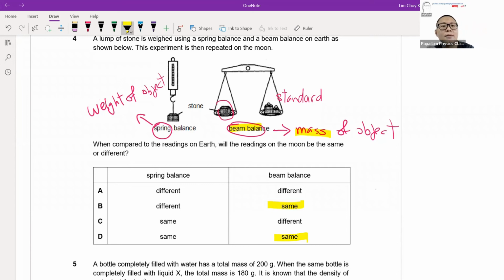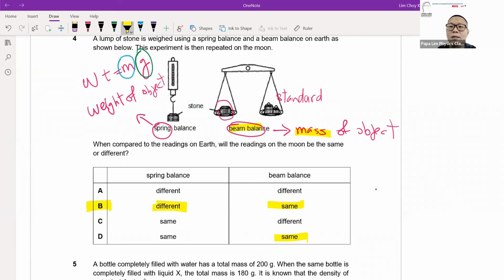And similarly, weight, we all know the formula, weight equals mg. Weight depends on two factors. One is the mass, the other one is the gravitational field strength. On the moon and on Earth, the gravitational field strength will be different. So definitely, the weight of the object will be different. So that's why the answer here will be B.